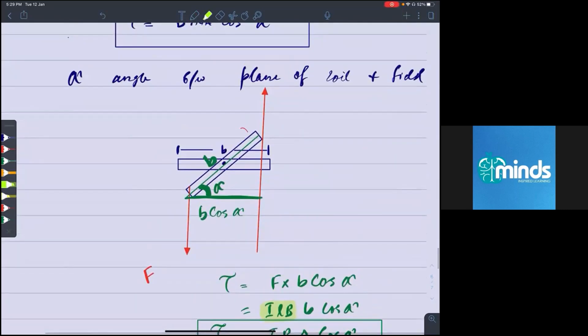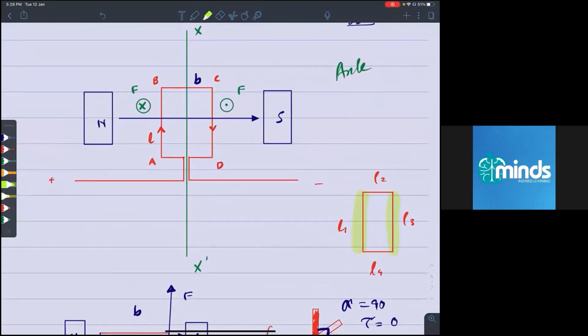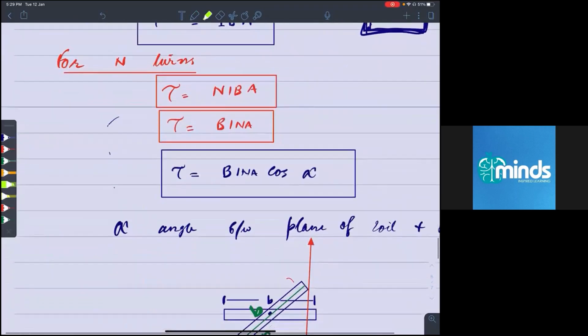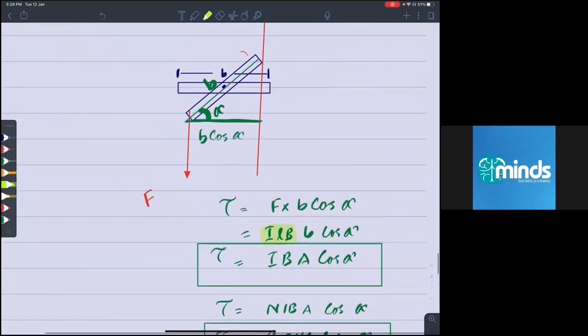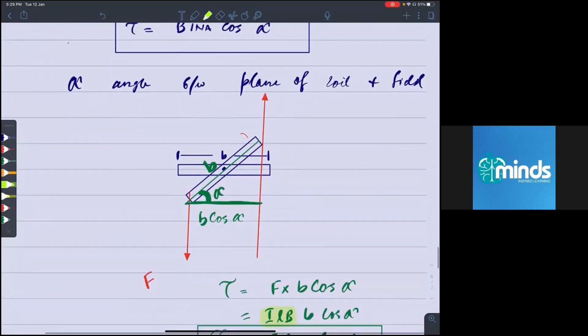If you put a rectangular coil in the field like this, and just keep on rotating the coil, this L will always remain perpendicular to the field, no matter what. So the force ILB sine theta will always remain ILB. Anyways, if you are getting it, it's fine. Otherwise, what we should be knowing is how to calculate moment on a current carrying coil.